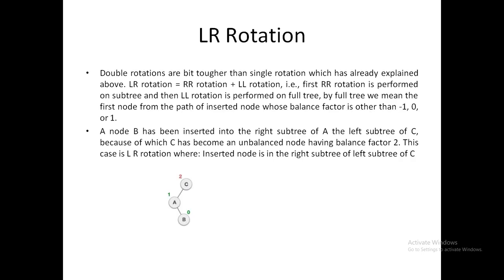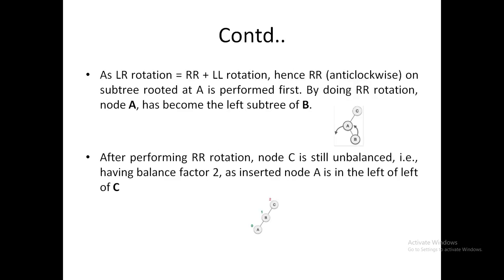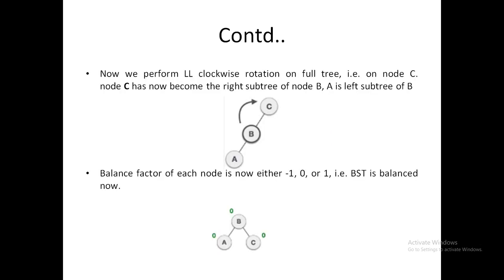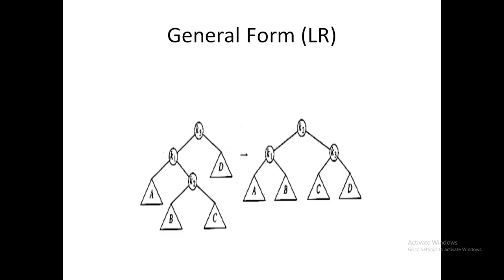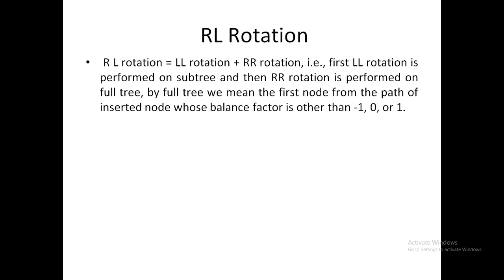LR means a combination of both L and R. So for LR, first we do the left rotation: B becomes the parent and A becomes the left child. After that we do the LL rotation, and this is the general form. Initially K2 becomes the parent and K1 is the left child, that will be the first rotation. Then K2 becomes the parent, K1 is the left child and K3 is the right child.